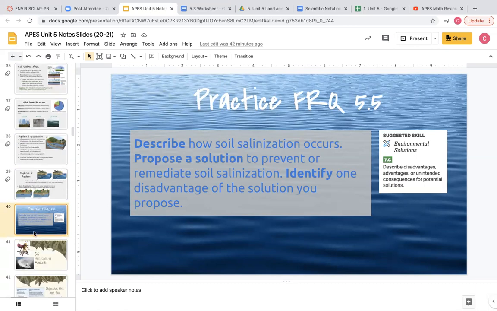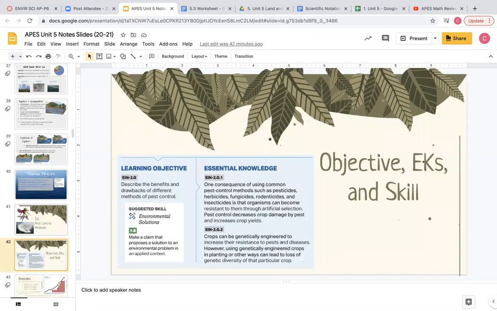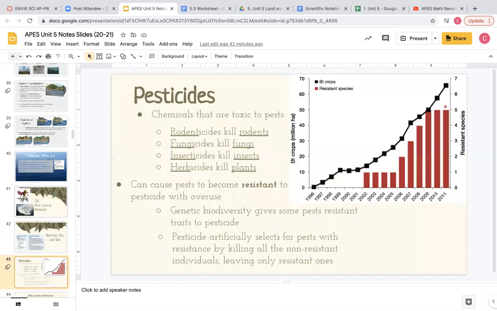All right, and then moving into 5.6, pest control methods. So here's the objective.